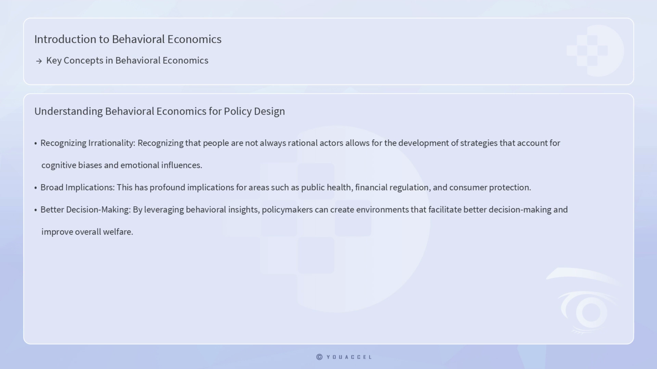Understanding the implications of behavioral economics is crucial for designing effective policies and interventions. Recognizing that people are not always rational actors allows for the development of strategies that account for cognitive biases and emotional influences. This has profound implications for areas such as public health, financial regulation, and consumer protection. By leveraging behavioral insights, policymakers can create environments that facilitate better decision-making and improve overall welfare.